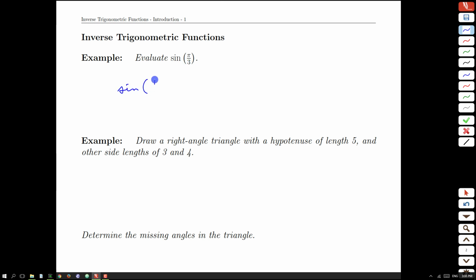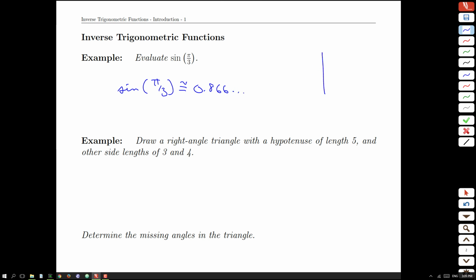One way to do this is simply to go to our calculator and evaluate what sine of pi over 3 is. When we do that, ensuring that we're in radian mode, as we by default are in a calculus class, we get this number 0.866 and a continuing decimal.